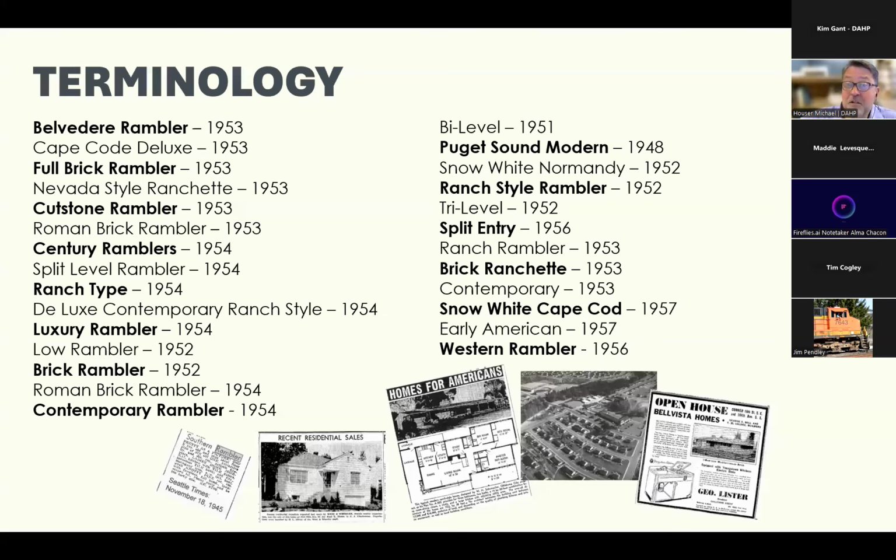Then I looked at period newspaper articles. I just looked at the Seattle Times for a couple of years, and I was like, what are they calling building forms during the time period? And these are kind of crazy things. So, what is a Century Rambler or a Snow White Cape Cod, or a Snow White Normandy? What are these things? What do they actually look like on the ground? To sort of decipher this idea between style and typology. And frankly, I'm not sure if I've come up with the answer to most of these.